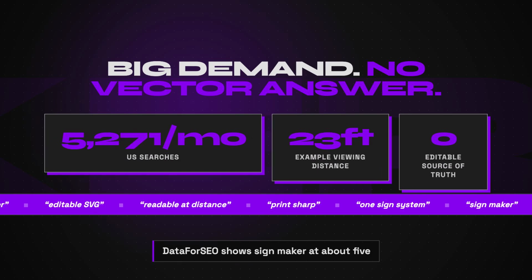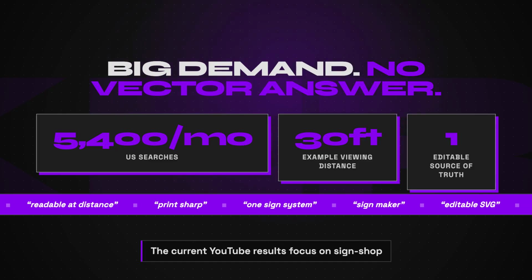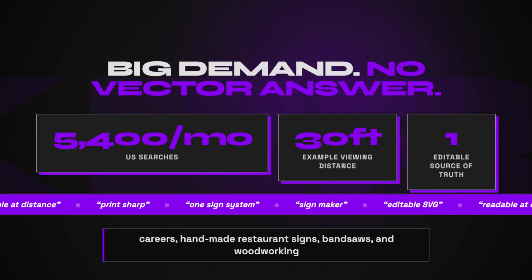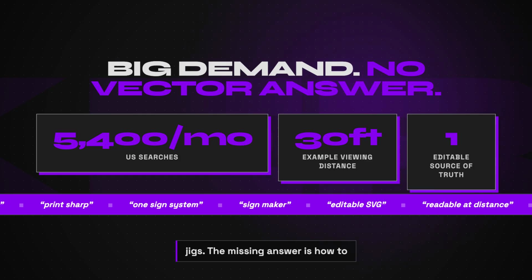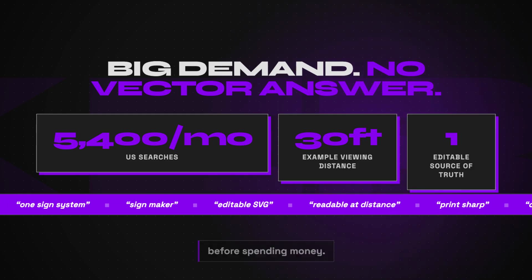Data4SEO shows SignMaker at about 5,400 monthly US searches. The current YouTube results focus on sign shop careers, handmade restaurant signs, bandsaws, and woodworking jigs. The missing answer is how to create distinctive scalable sign artwork quickly, then validate it for distance, material, and production before spending money.